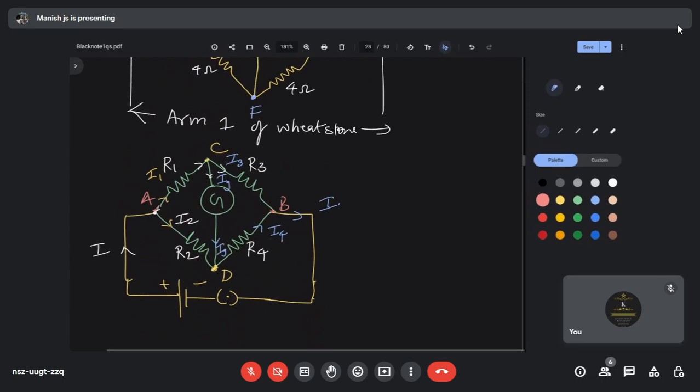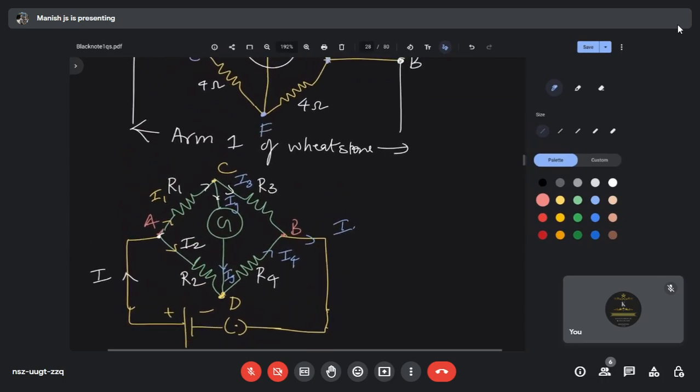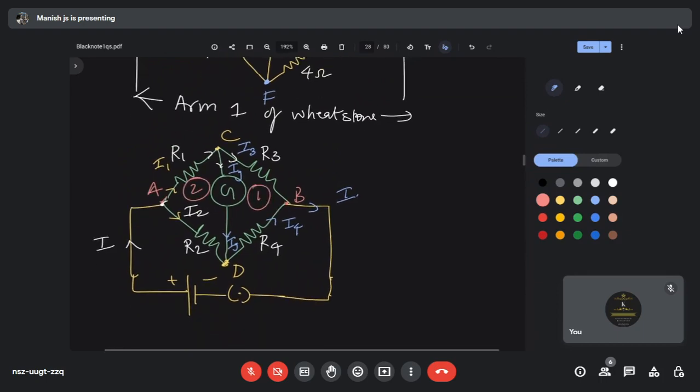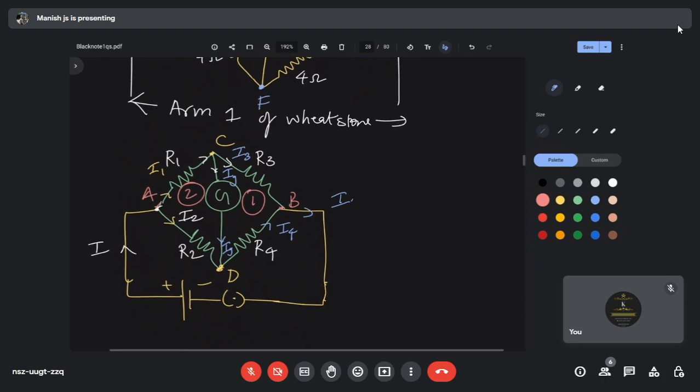So when you give this, you apply Kirchhoff's laws inside the loops. Inga rendu loops irukku. This is, say, loop 2 and this is loop 1. I am just assuming. So there are two loops. Okay. Now the Wheatstone bridge is going to be balanced.